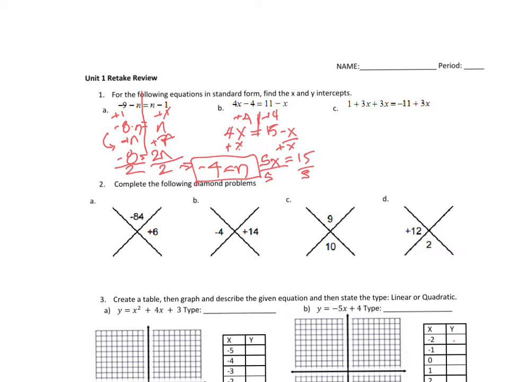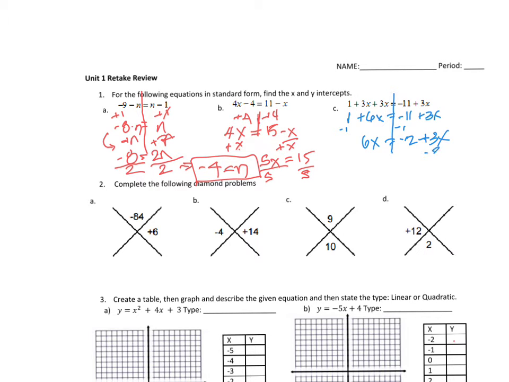Over here, pretty much the same thing, except I have to combine some like terms. Like terms are the x's or the numbers. In this case, I got a 3x and a 3x, so I'm just going to put those two together. 3 plus 3 is 6. I'm going to go 1 plus 6x equals negative 11 plus 3x. I'm going to subtract 1, first of all. And I get 6x equals negative 12 plus 3x.